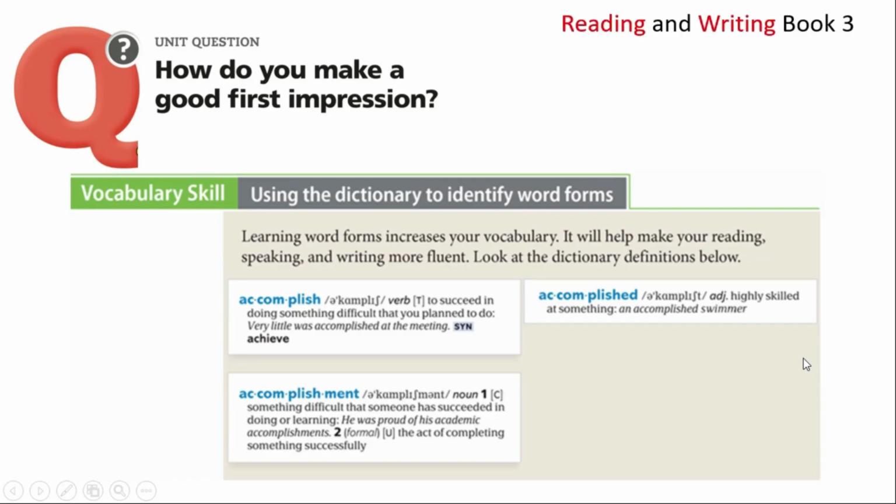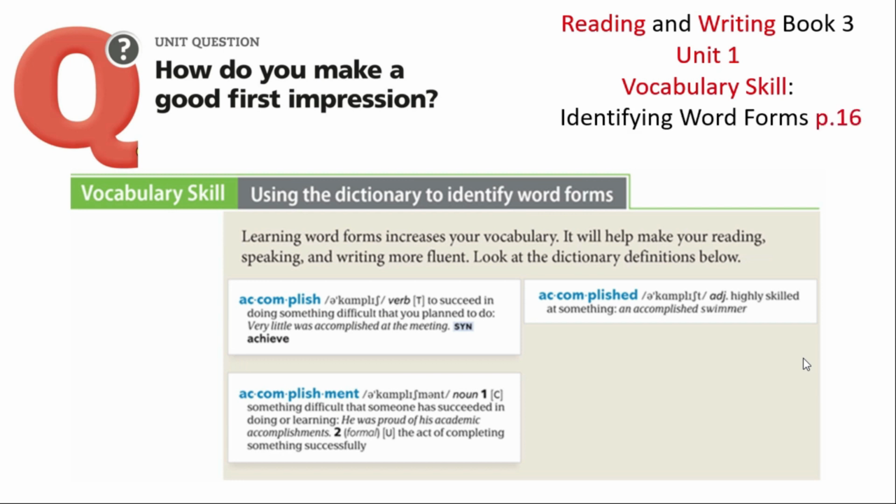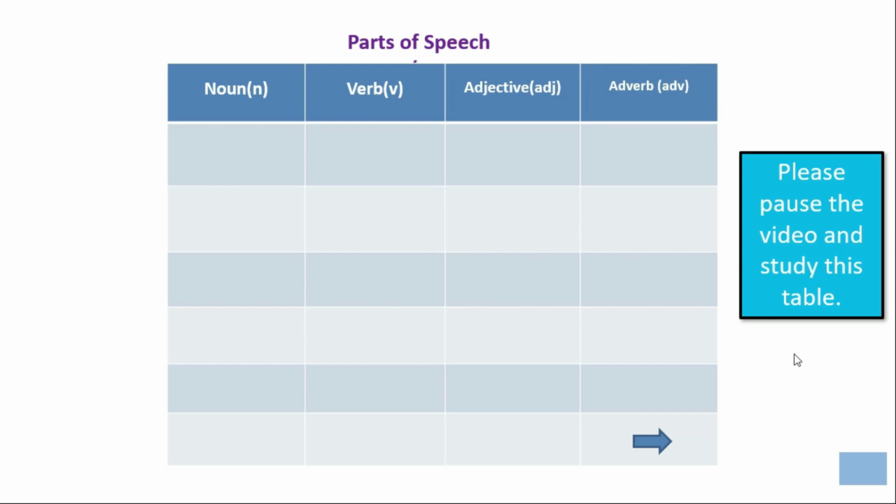Today we're going to look at your Reading and Writing Book 3, Unit 1, and we'll be dealing with the vocabulary skill of identifying word forms, which is connected to using a dictionary. But before we go to the dictionary, we need to be aware of certain signs of parts of speech. This table will show you how this works.